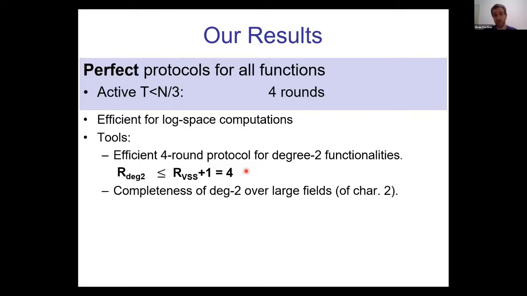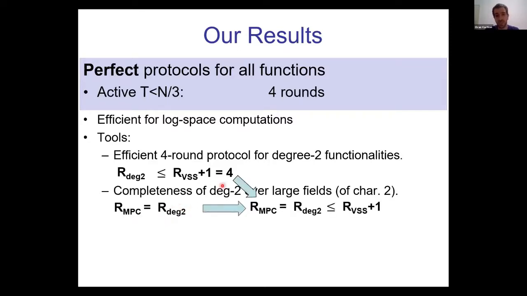And the other component is the completeness theorem. We showed the completeness of degree 2 functionalities over a large field of characteristic 2. Before, such a completeness theorem was only known to work over the binary field. And again, what we actually show here is that the round complexity of general MPC is equal to the round complexity of degree 2 functionalities.